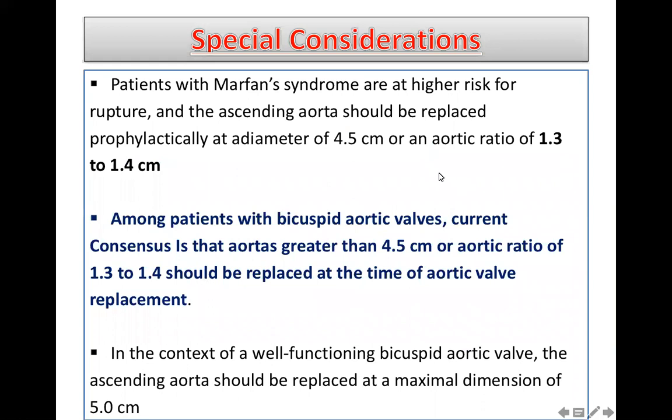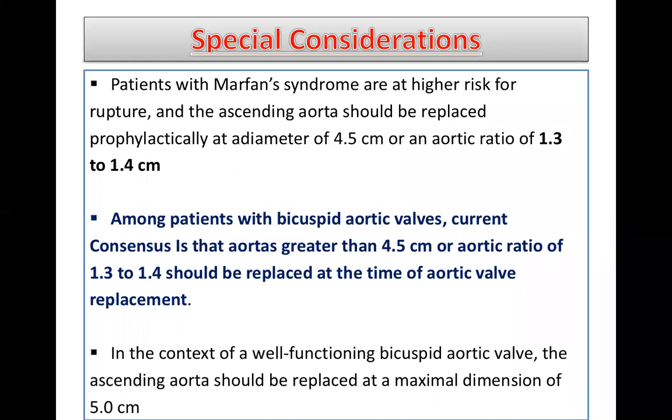In specific considerations, like genetic disorders such as Marfan, they are at high risk of rupture, and the ascending aorta should be replaced prophylactically at a diameter of 4.5 or the aortic root ratio 1.3 to 1.4. In patients with bicuspid valve, the current consensus is that an aorta greater than 4.5 or an aortic root ratio up to 1.4 should be replaced at the time of valve replacement.